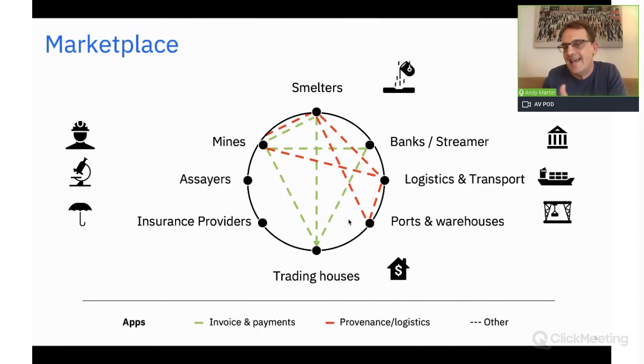But if I then add logistics and transport, and I then add ports and warehouses, I can then expand out into more of a provenance and a logistics use case. So with each extra dot that I add into the marketplace, each type of company, they bring a different type of data, and therefore I can support more and more applications as I build out an app store. And we're basically building out an app store for the industry.